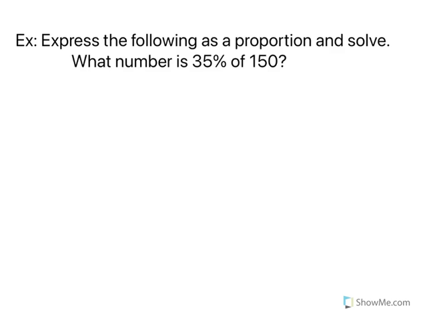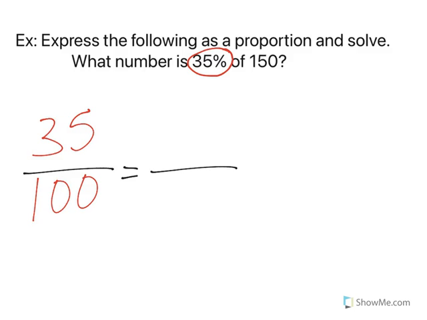So let's look at this. We are going to express the following as a proportion and then solve. What number is 35% of 150? Now remember that we're going to create a proportion. I always start by locating the percent because that's the easy one. 35% means 35 over 100.